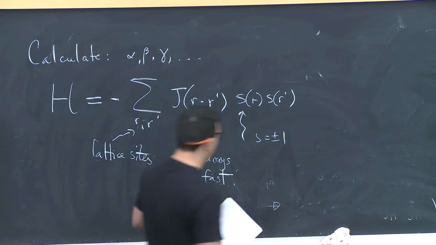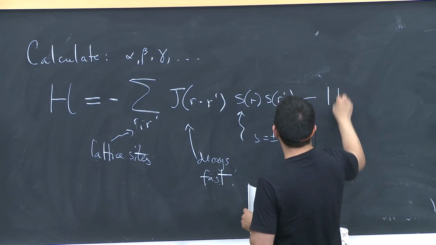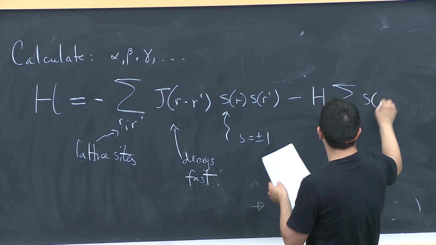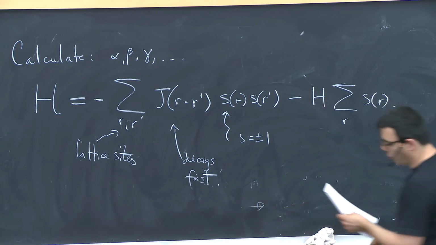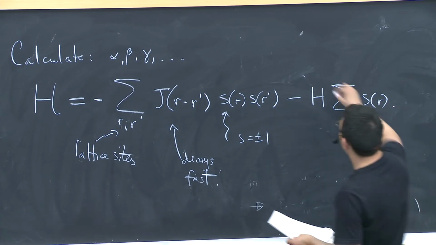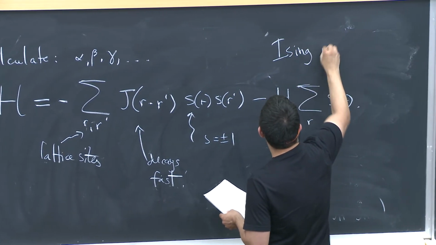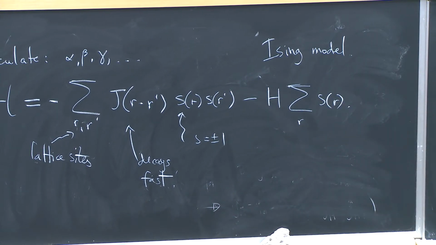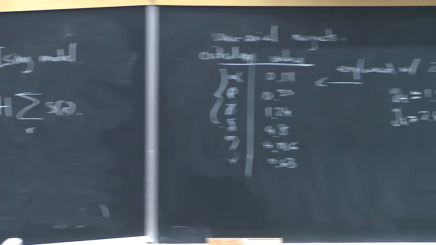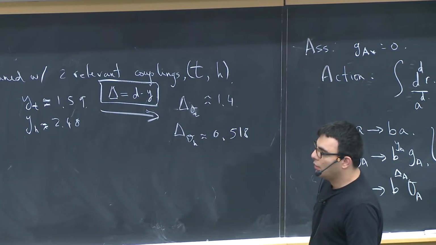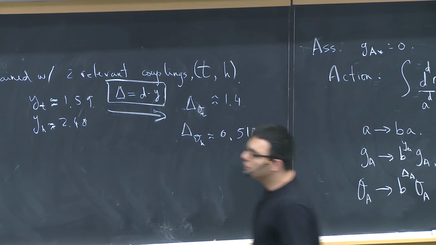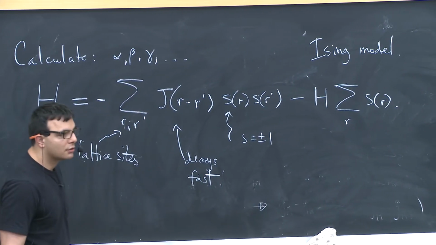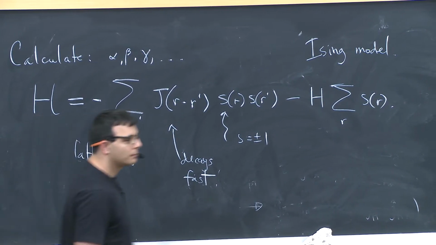If we want to add the magnetic field, we should add a term to the Hamiltonian that looks like this: magnetic field times the sum over spins, the spin at point r. This is usually referred to as the Ising model. Yes? So all these quantities are dimensionless? Right. This J and capital H would be dimensionful, but let's take little s to be dimensionless.